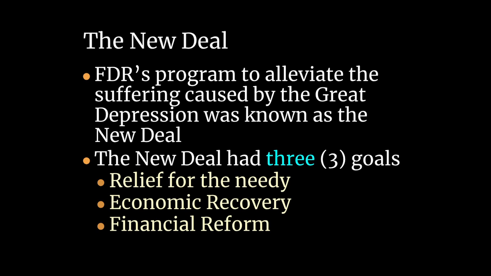He's going to try to have the federal government alleviate a lot of the suffering that the Great Depression had brought upon the American people. And he's going to call this government program the New Deal. The New Deal is going to have all kinds of different programs, which we'll look at again in the next lecture. But the three main goals of Franklin Roosevelt's New Deal were relief for the needy.